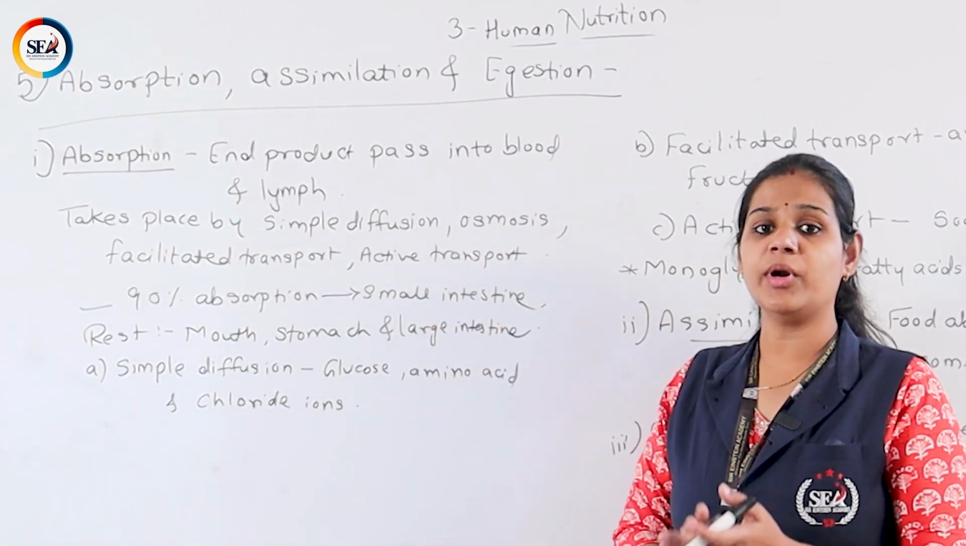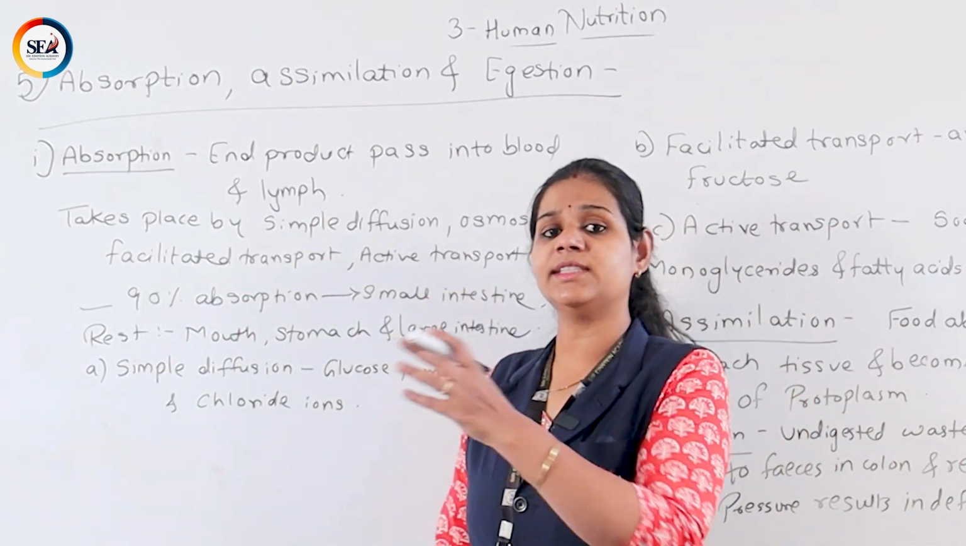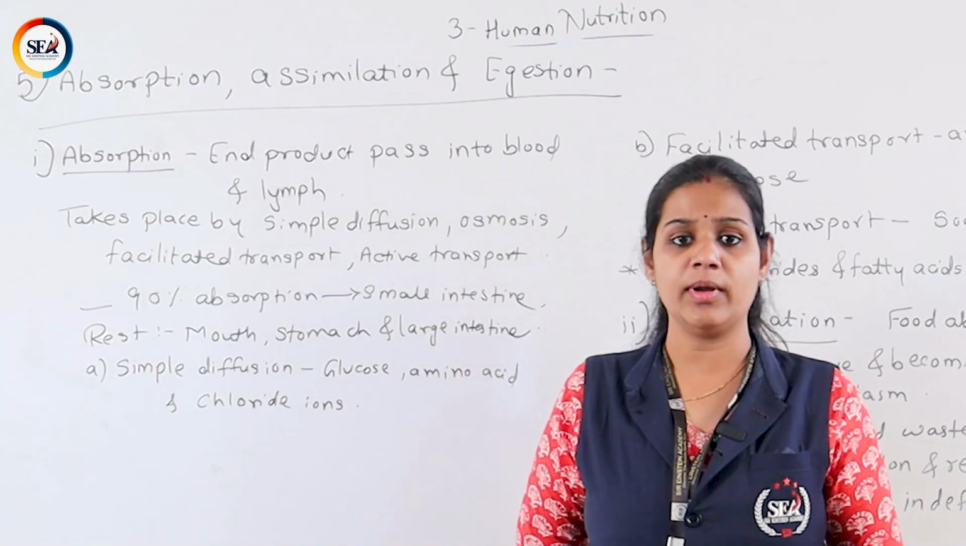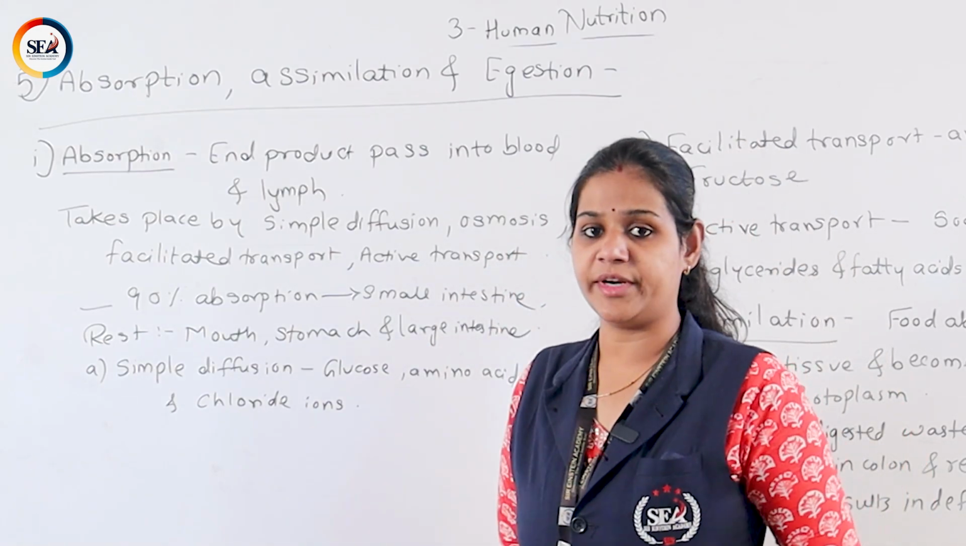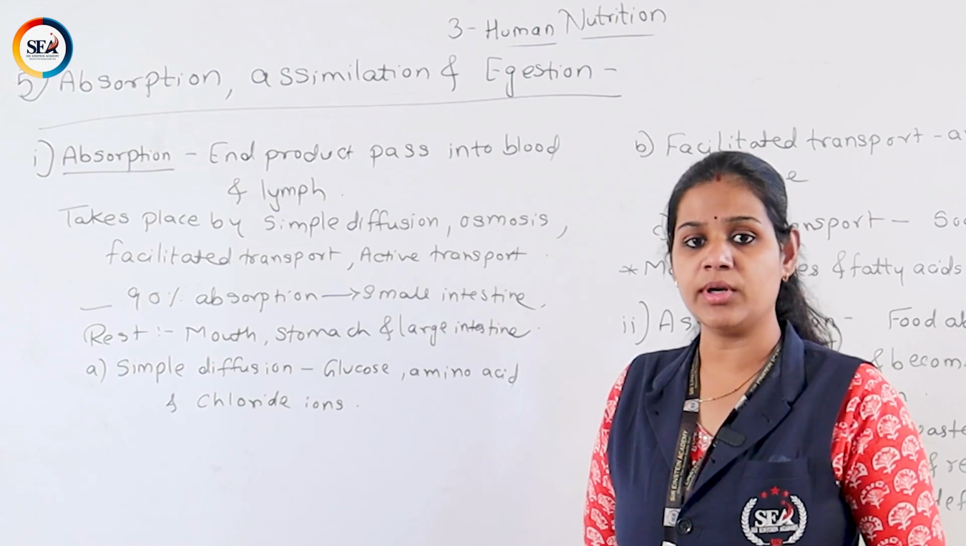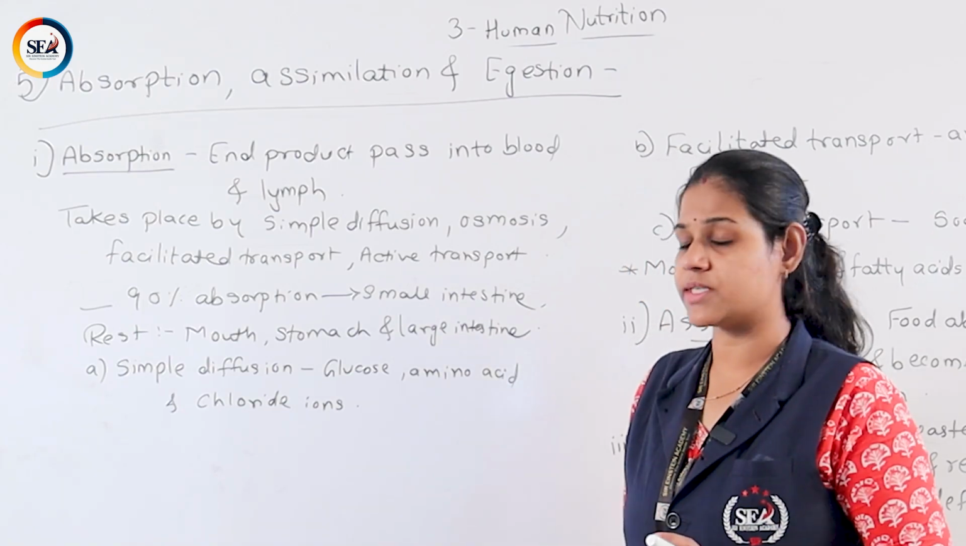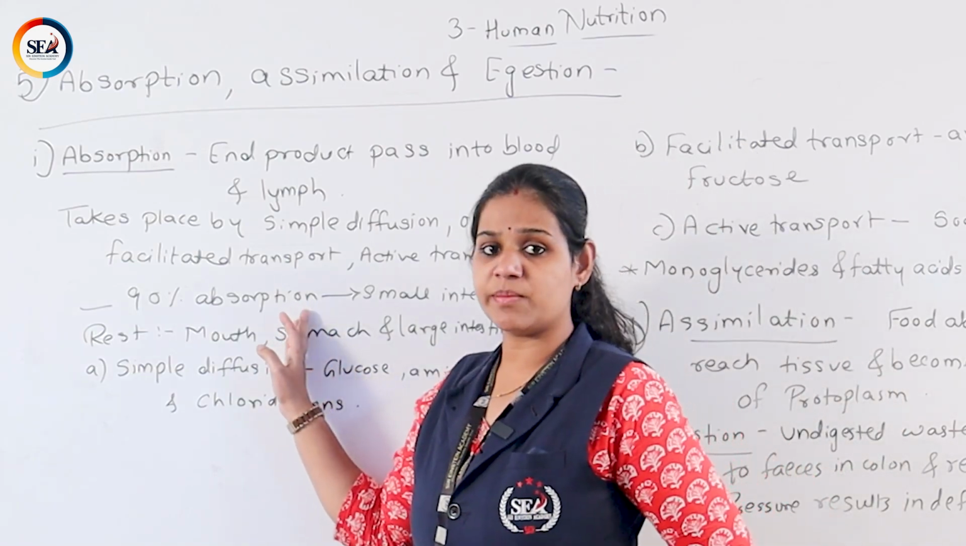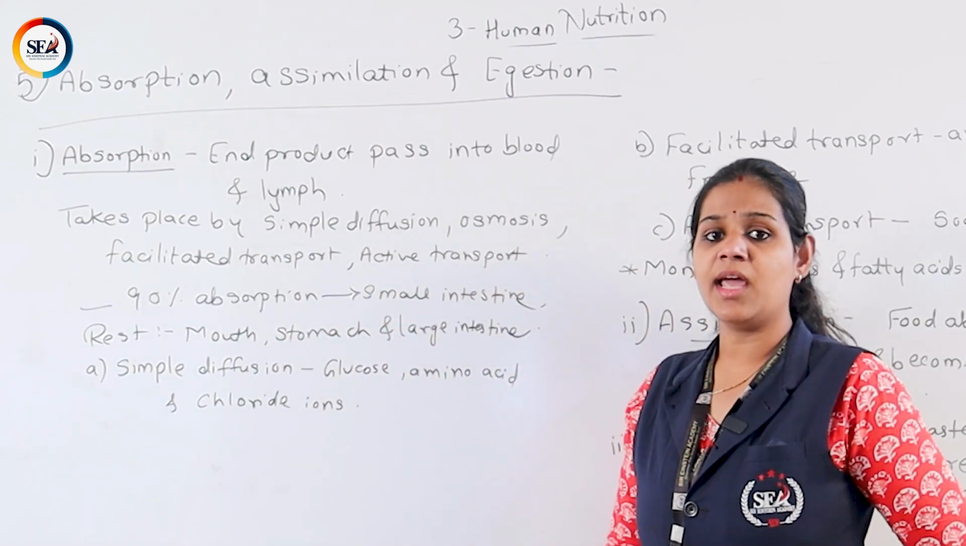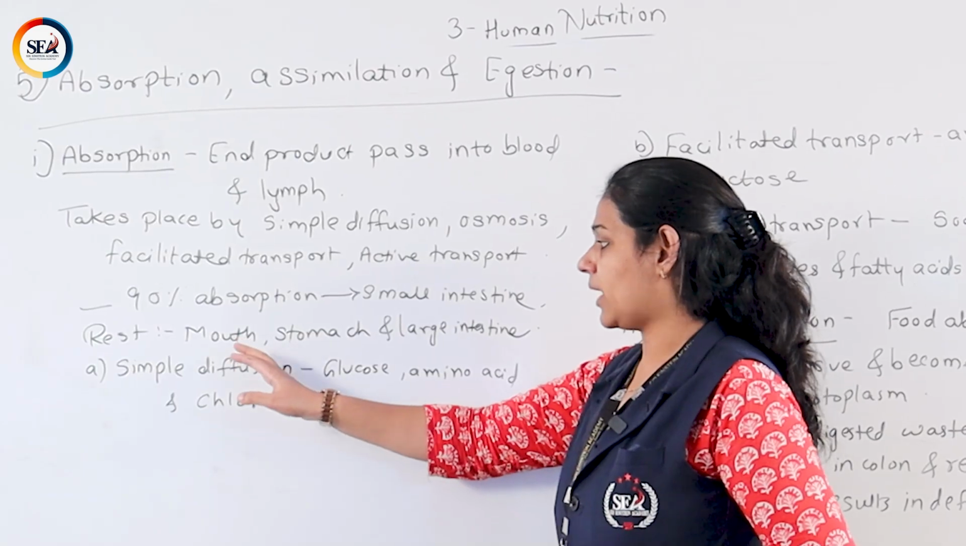Next, active transport, where the transport is against the concentration gradient, that is from lower concentration to higher concentration, and it also requires carrier protein, and here ATP is invested, that is energy is invested to carry out the process.